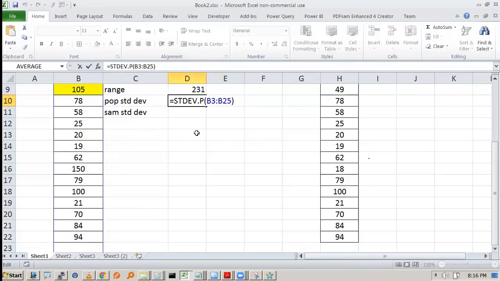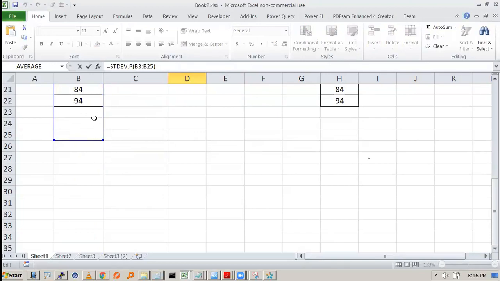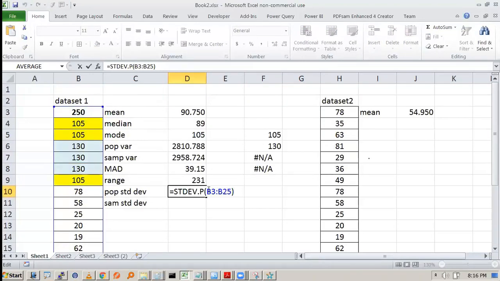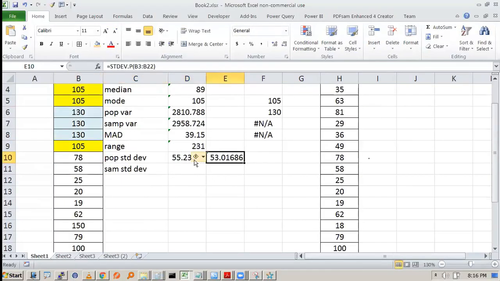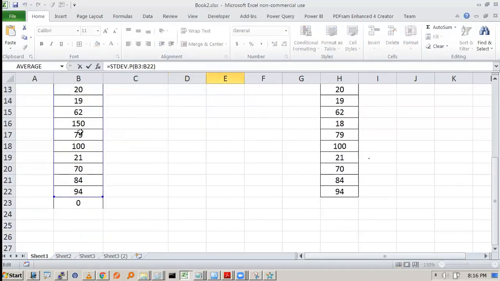Even though I have selected these numbers, since these cells are blank, they are ignored. Here and here it was up to 22, here up to 25, and they are ignored. But the moment I put 0, you can see that there is a difference between the two. So this 25 is counting that 0 as a number. This does not have that value.